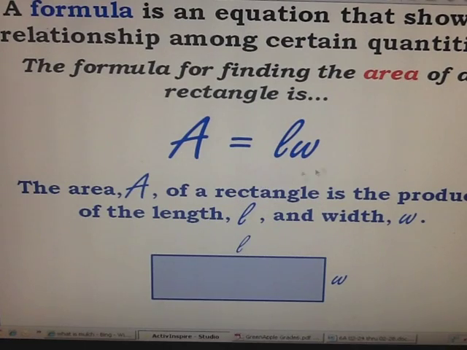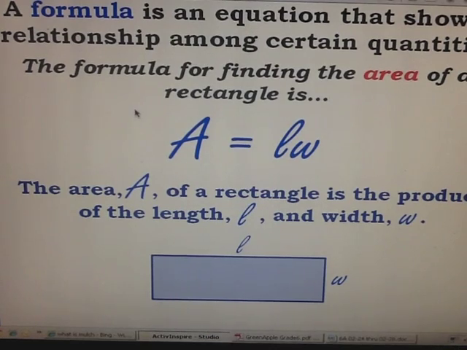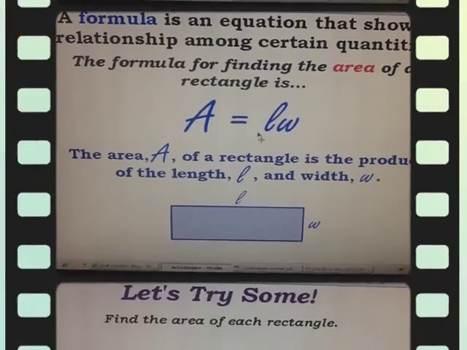Just a quick side note, let's talk about this formula and how it's written. Do you notice that the A is capitalized? When the A is capitalized and it's in a formula, that means you're looking for the area. The length and the width are lowercase letters. They are not capital letters. So when you're writing your formula, you need to make sure that you write it correctly.